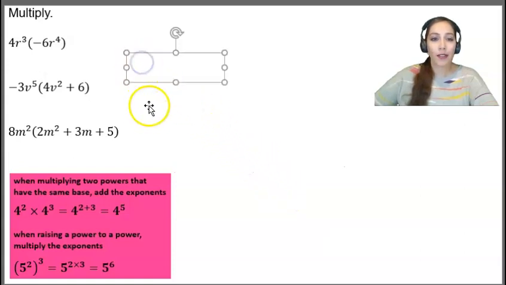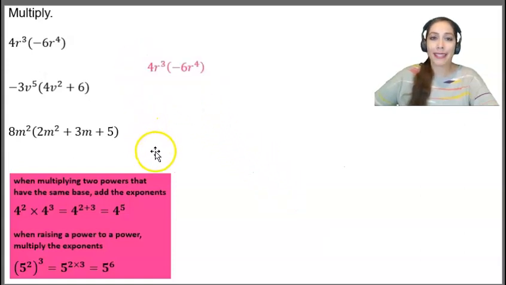The first one we have is 4r cubed times negative 6r to the fourth. Now, when we are multiplying two powers that have the same base, Chloe let us know that all we have to do is add the exponents. So if we had 4 squared times 4 cubed, see how they both have the same base of 4? You just add the exponents, 2 plus 3, and you'd get 4 to the fifth. Now, if we were raising a power to a power, that's when we would multiply the exponents. If we had 5 squared cubed, we would take the 2 times 3 and get 6.